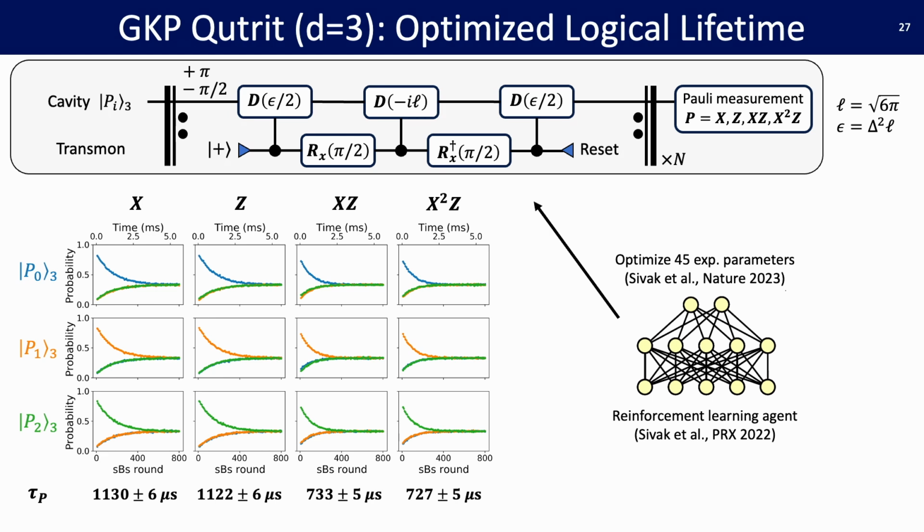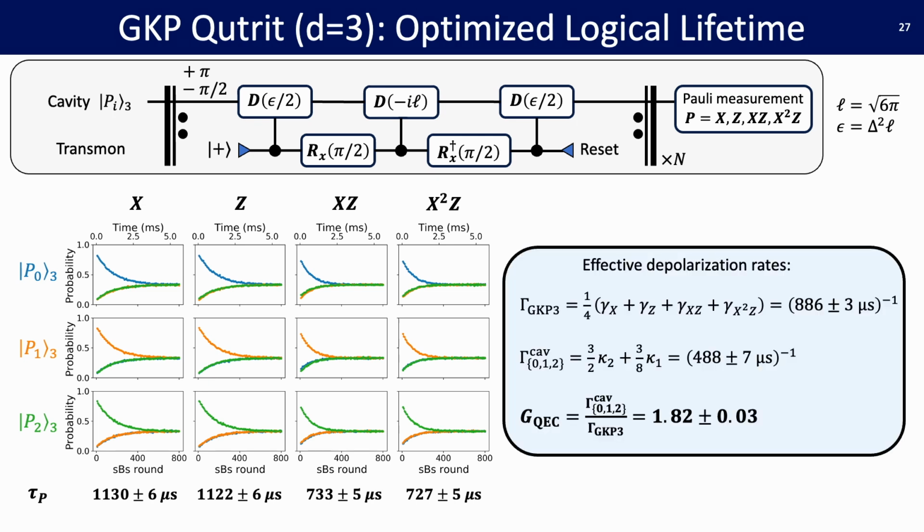all 12 measurements we have to perform to fully characterize our error correction protocol of the qutrit, and we find x and z lifetimes of a little over 1.1 milliseconds, and diagonal xz and x squared z lifetimes of about 730 microseconds for our optimum protocol. And this gives us an effective depolarization lifetime of 886 microseconds, which we can compare to the best physical qutrit available in our system, which is the cavity Fock qutrit consisting of the 0, 1, and 2 photon states in the cavity. And that has an effective lifetime of 488 microseconds, giving us an error correction gain of 1.82, well beyond break-even.